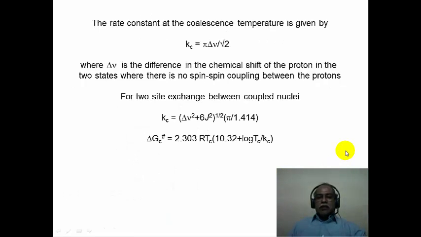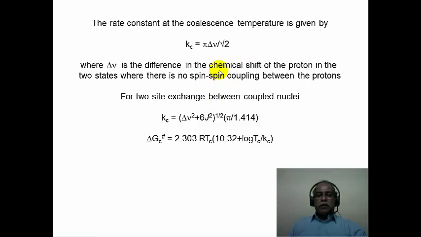Now, at the coalescence temperature, one can find out the rate constant of the reaction. The rate constant at coalescence temperature is given by this expression, where Kc is the rate constant at the coalescence temperature, which corresponds to pi delta nu over root 2. Delta nu is the difference between the chemical shift values of the two types of system. If it is axial hydrogen and equatorial hydrogen, delta nu corresponds to the difference between the chemical shift values of the axial hydrogen and the equatorial hydrogen. So we can do a one-point kinetics and get the rate constant at the coalescence temperature using this expression, provided there is no spin-spin coupling between the two protons.